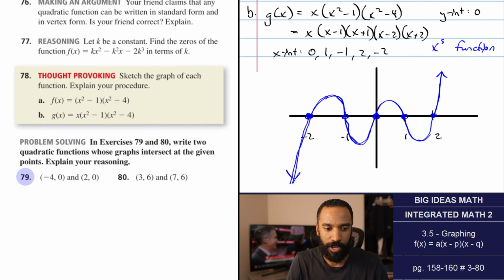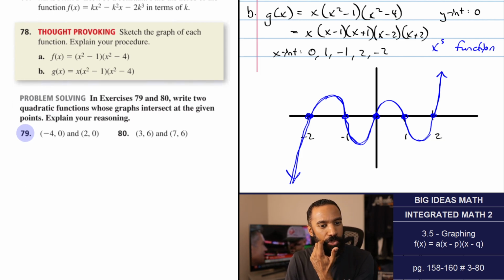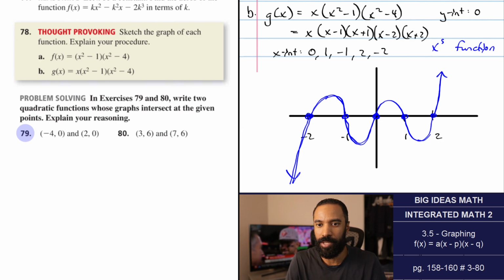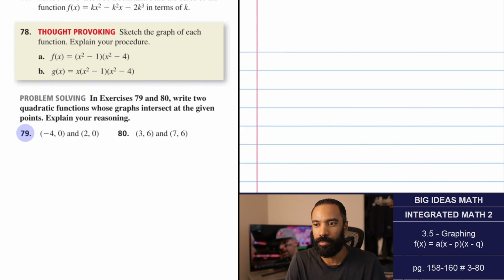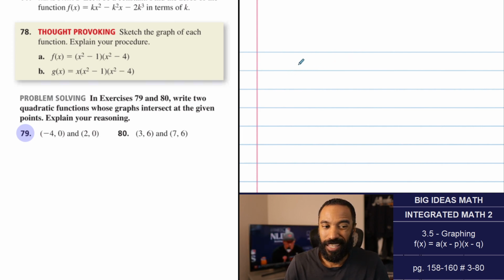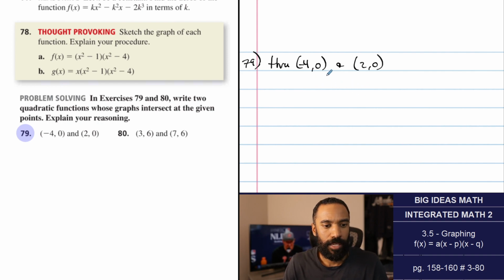Close to one of the longest videos on record. Write 2 quadratic functions whose graphs intersect at the given points. Explain your reasoning. So the first one, listen, they don't say standard form. So through (-4, 0) and (2, 0). Okay, well, given those whose graphs intersect there, they said 2 quadratic functions, right? So you just choose different a values.